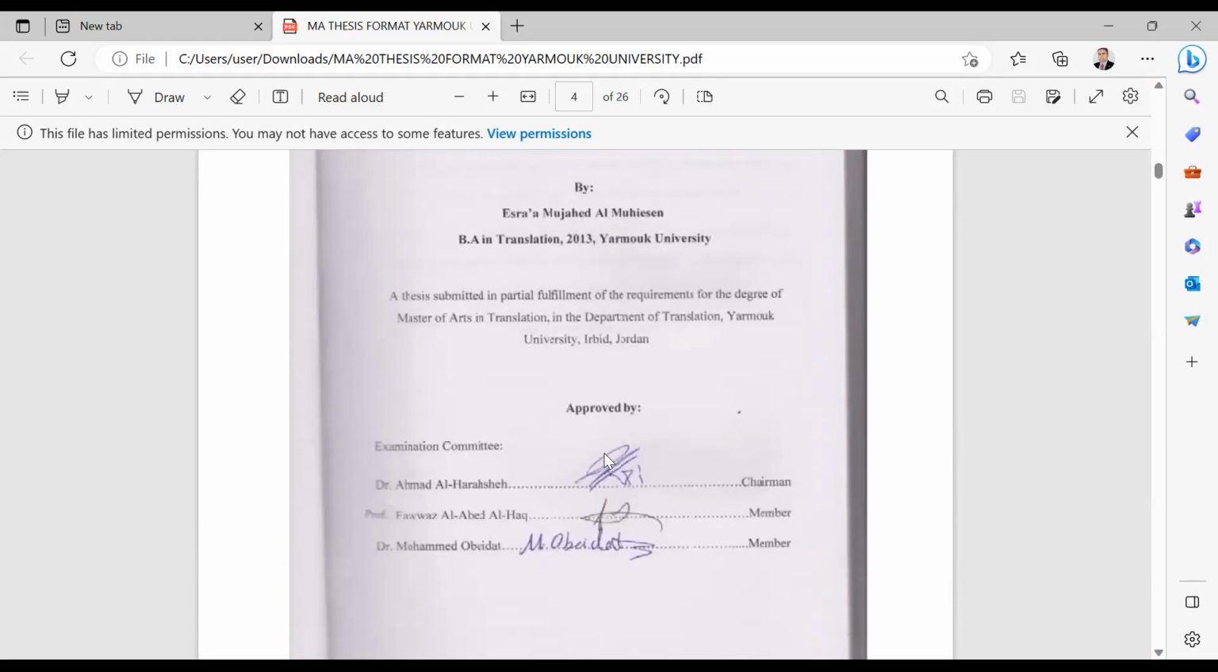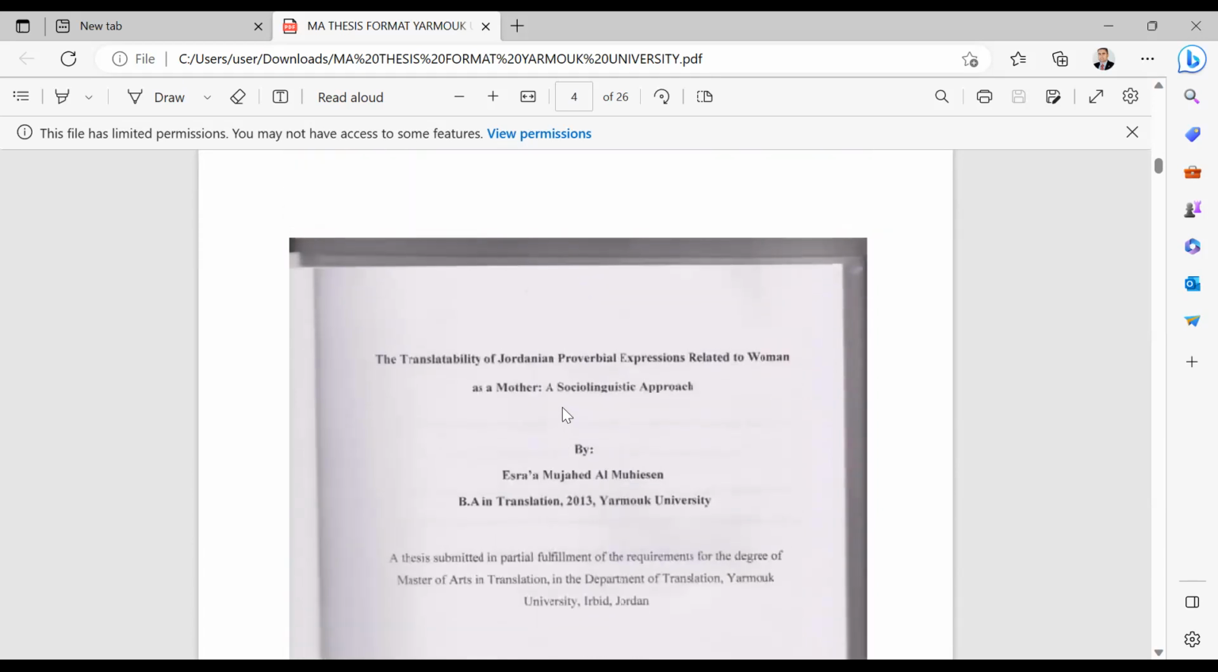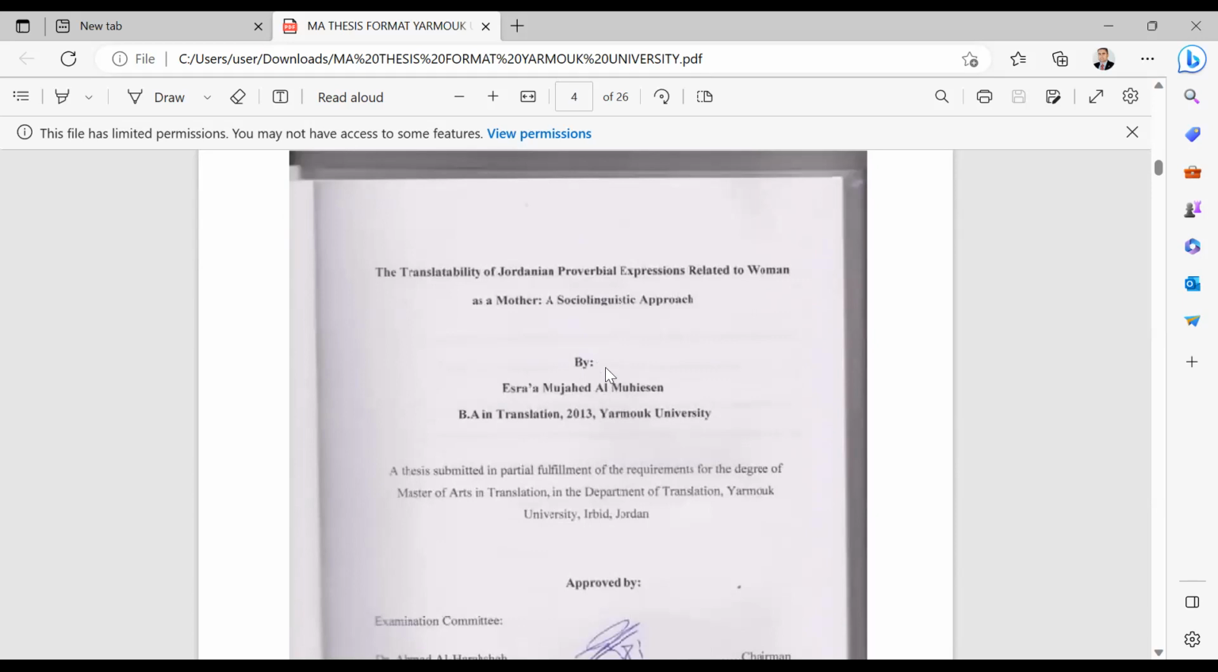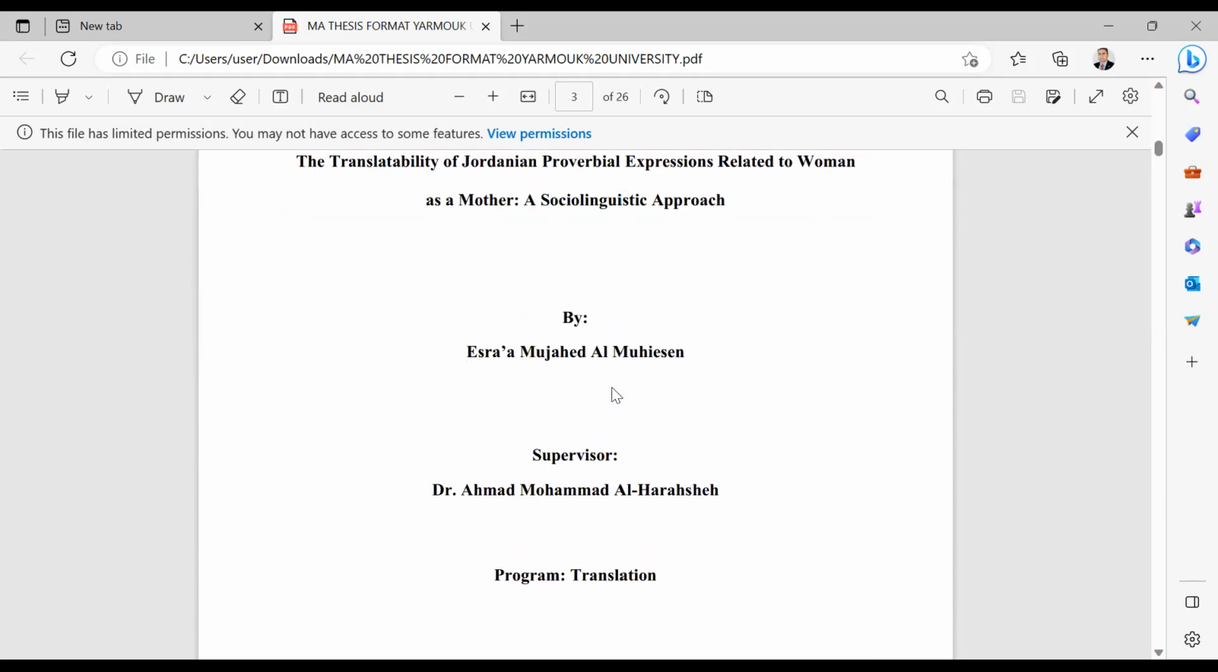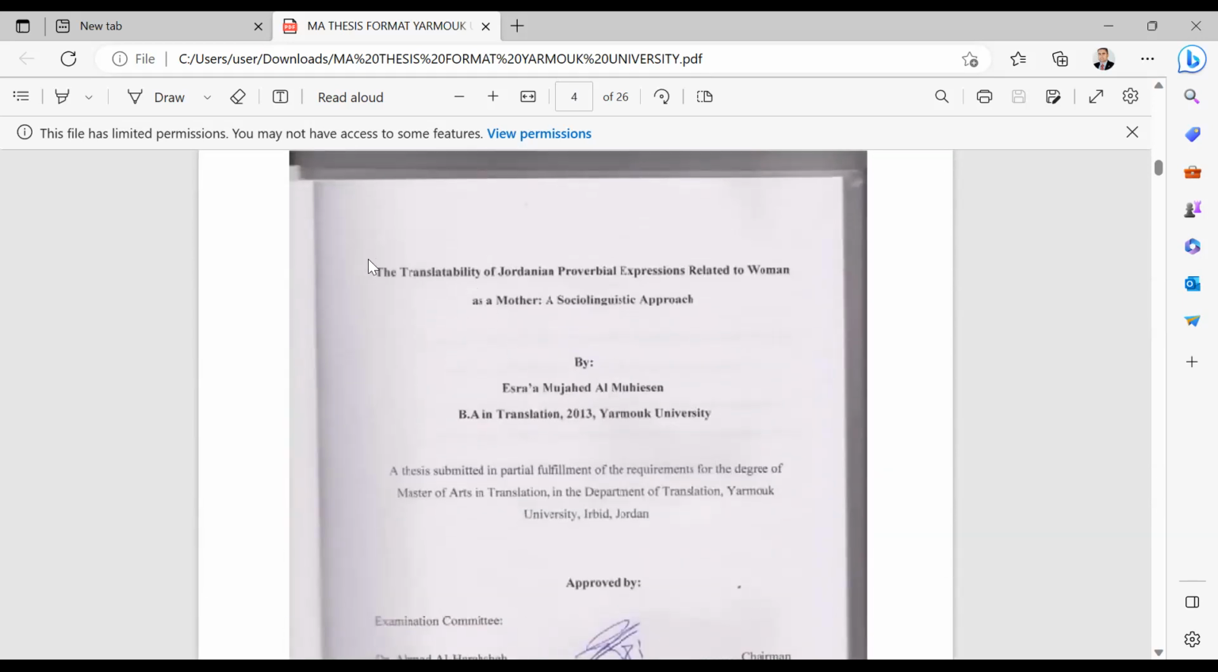After that, this page is very important, guys. This page comes after the title page. Here, again, you have the title of your thesis. You have your name, BA in translation, BA in English language, and so on, 2013, for example, 2020, etc. Yarmouk University, etc. The name of the university that you obtained your BA degree from.